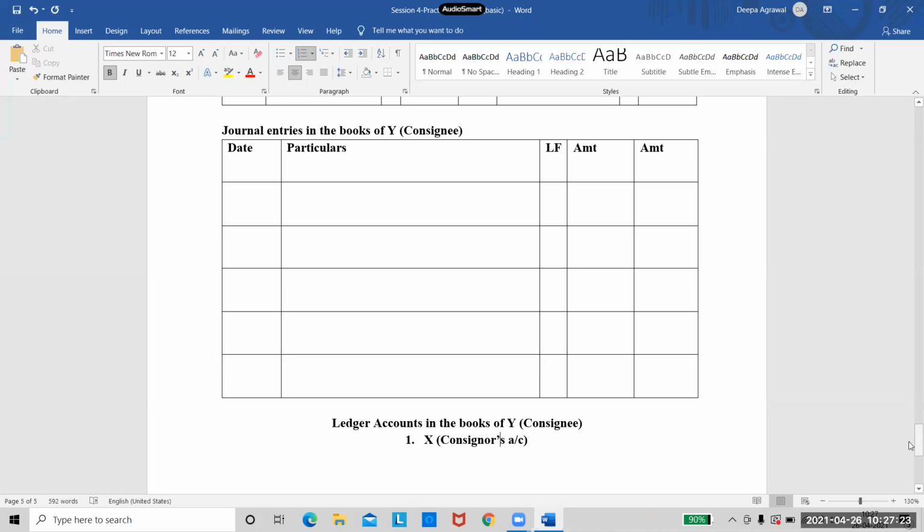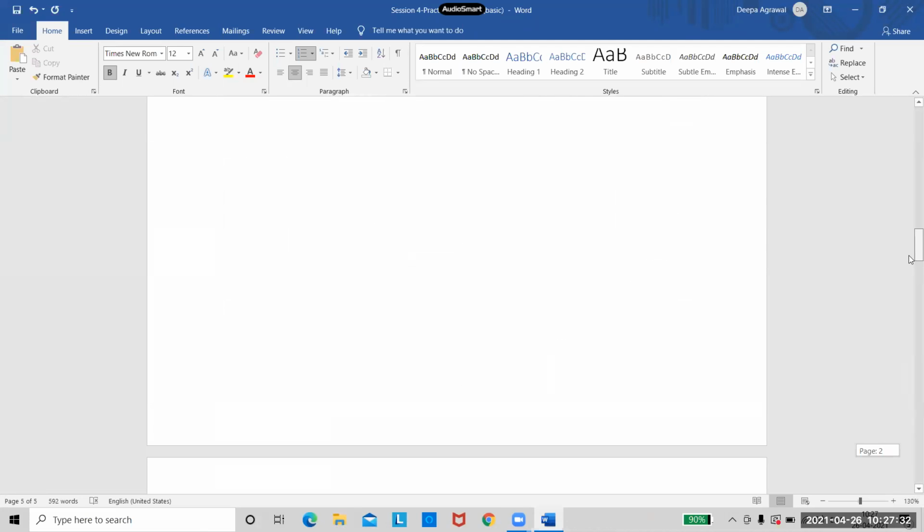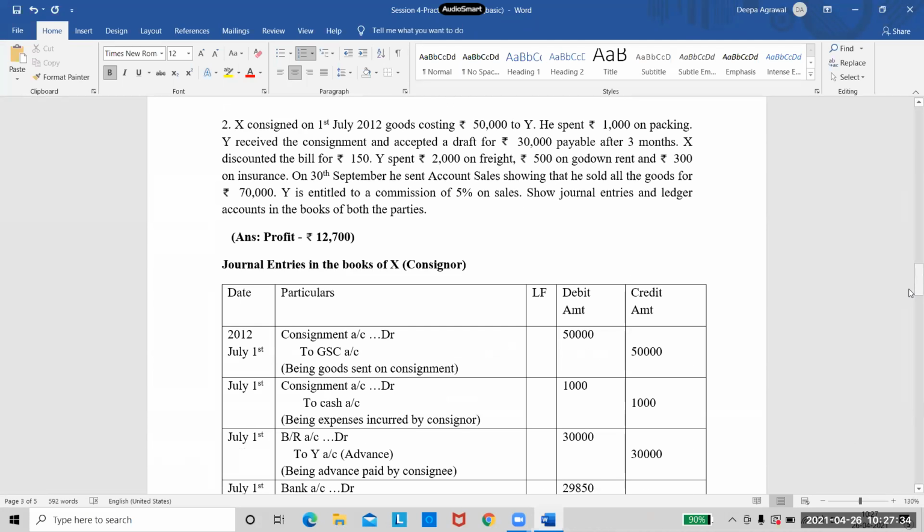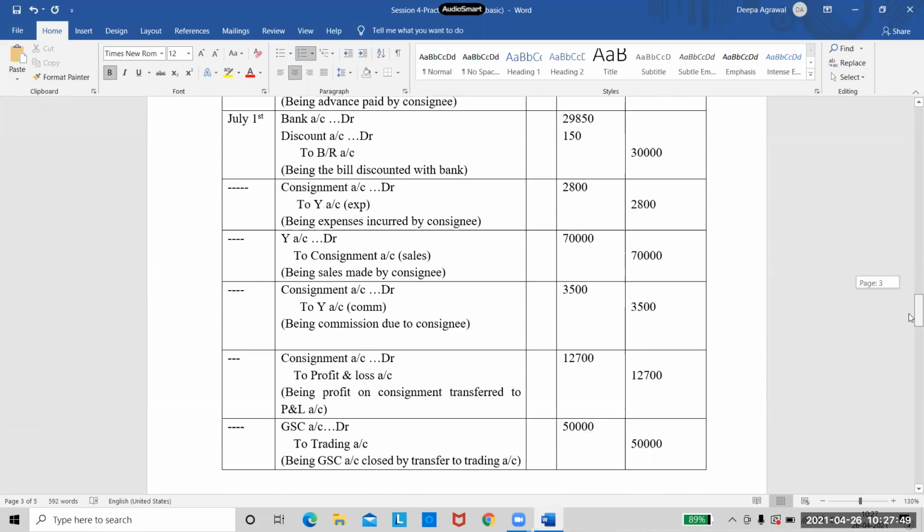So first entry is for his advance. Do we have the advance in this problem? See, we need to see the question once. Yes, ma'am, we have advance. Where is the advance? Yes, see here. Y received the consignment and accepted a draft for 30,000 payable after 3 months. So advance was paid through bills receivable or payable.